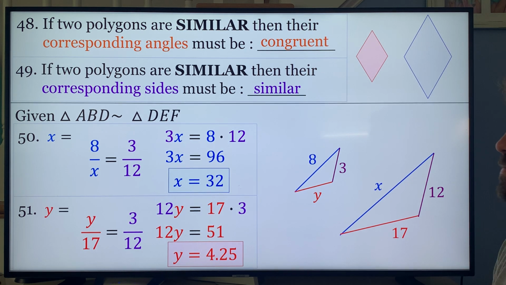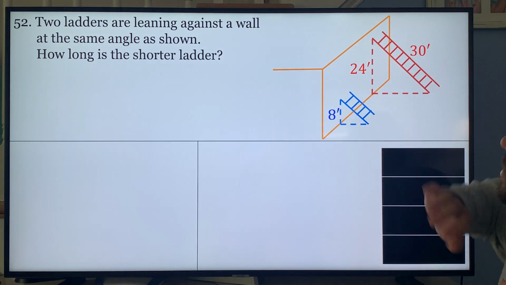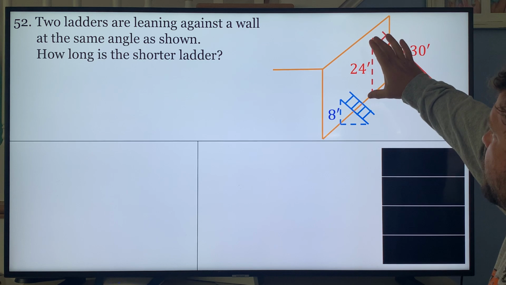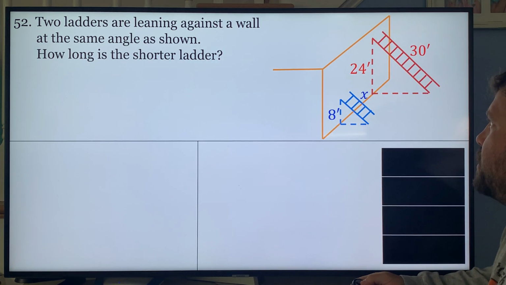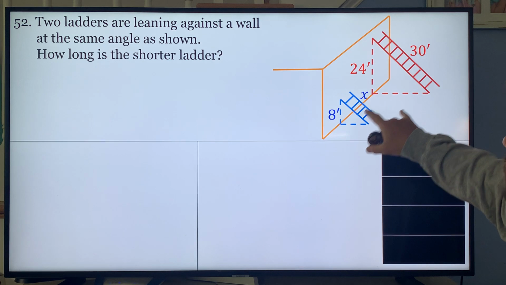That's similar triangles. Let's move on to 52. Two ladders leaning against the wall. How long is the shorter ladder? So they're 8 feet high, 24 feet high, 30-foot ladder. Well, to find how long the shorter ladder is, you put in x feet, right? So what do you think you use? Pythagorean theorem? No, because you don't have these.